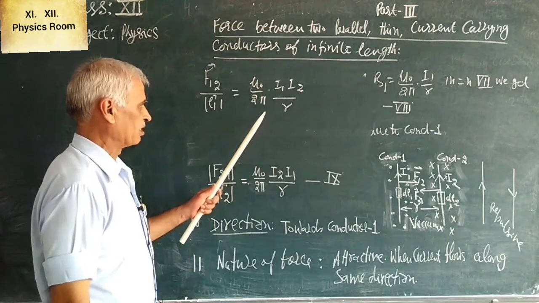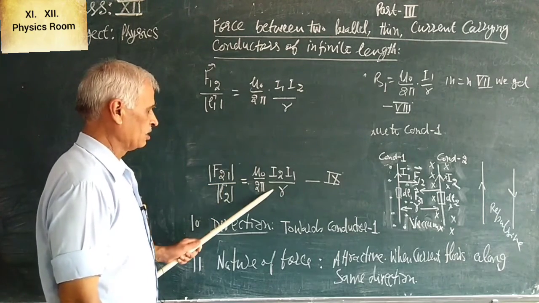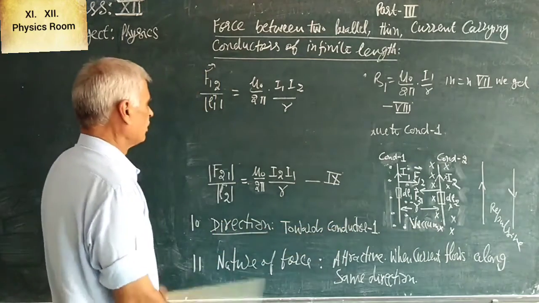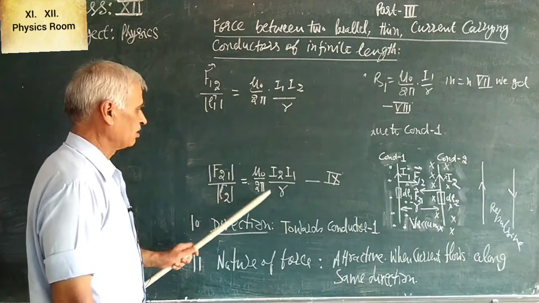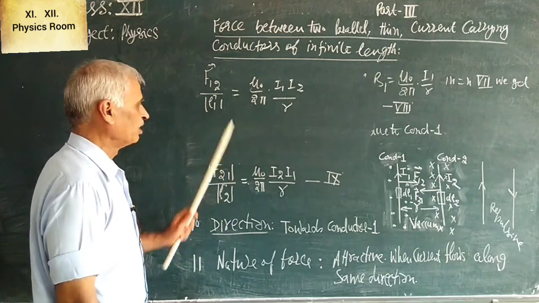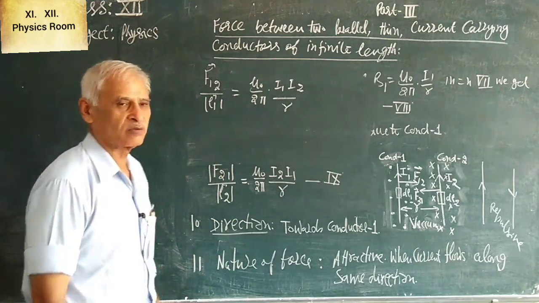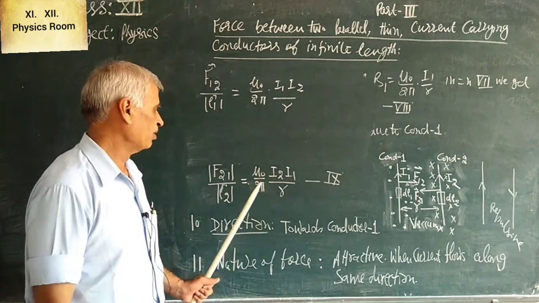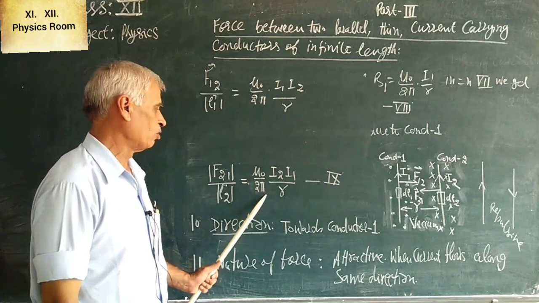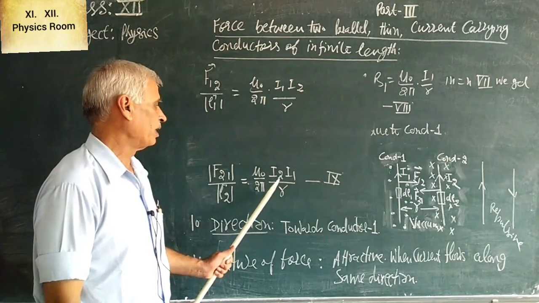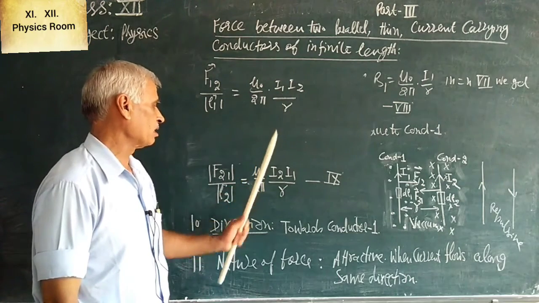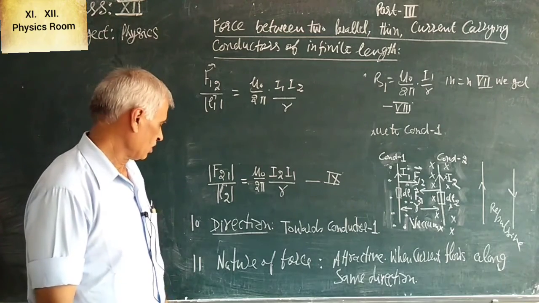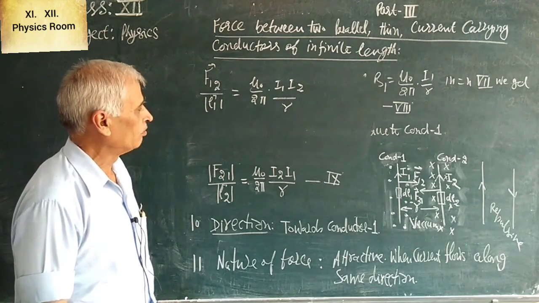This is the previous expression, previous case. Now this is here, this case. Now you see the expression is the same. Force per unit length is the same whether it is on conductor 1 or on conductor 2. So force per unit length is mu 0 by 2 pi I1 I2 divided by R. So this is how we are to deal with this topic.